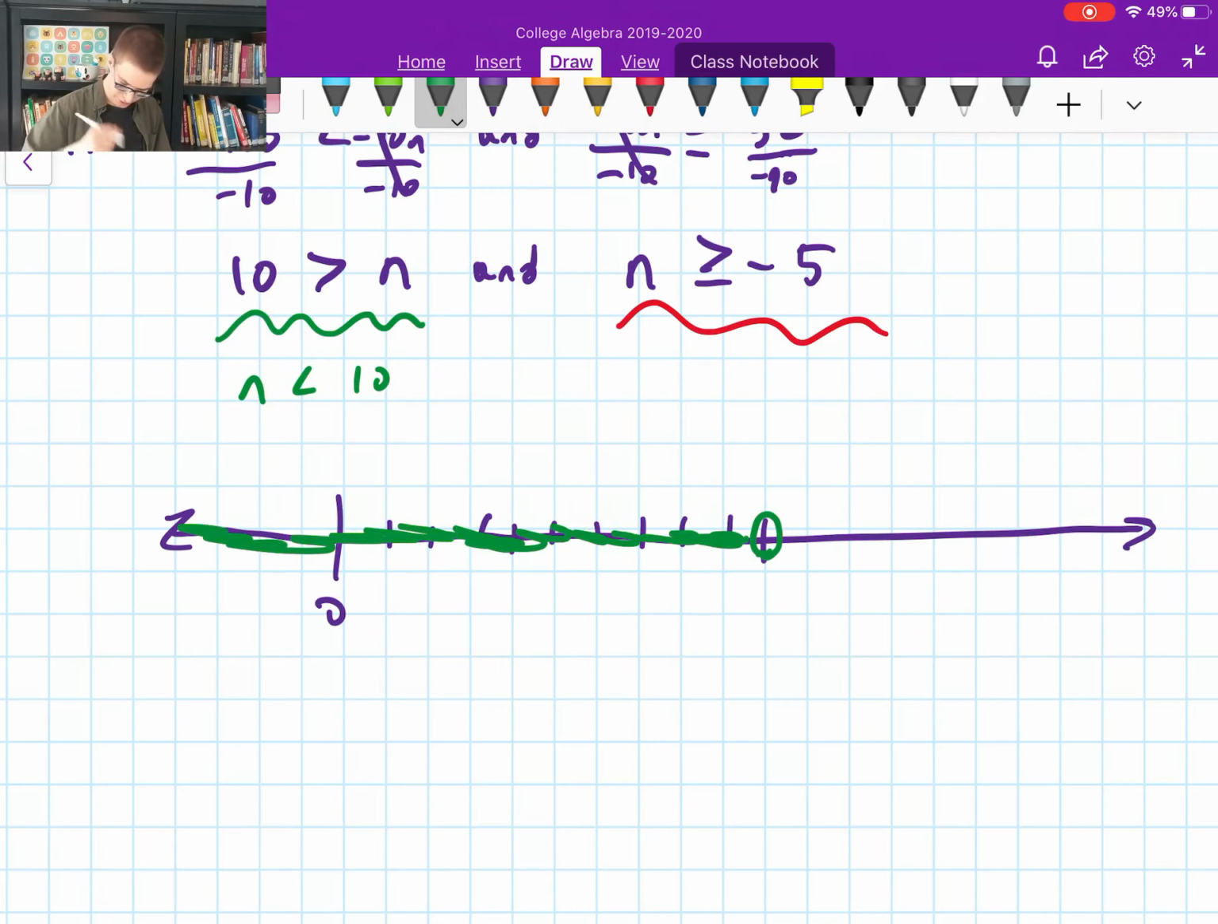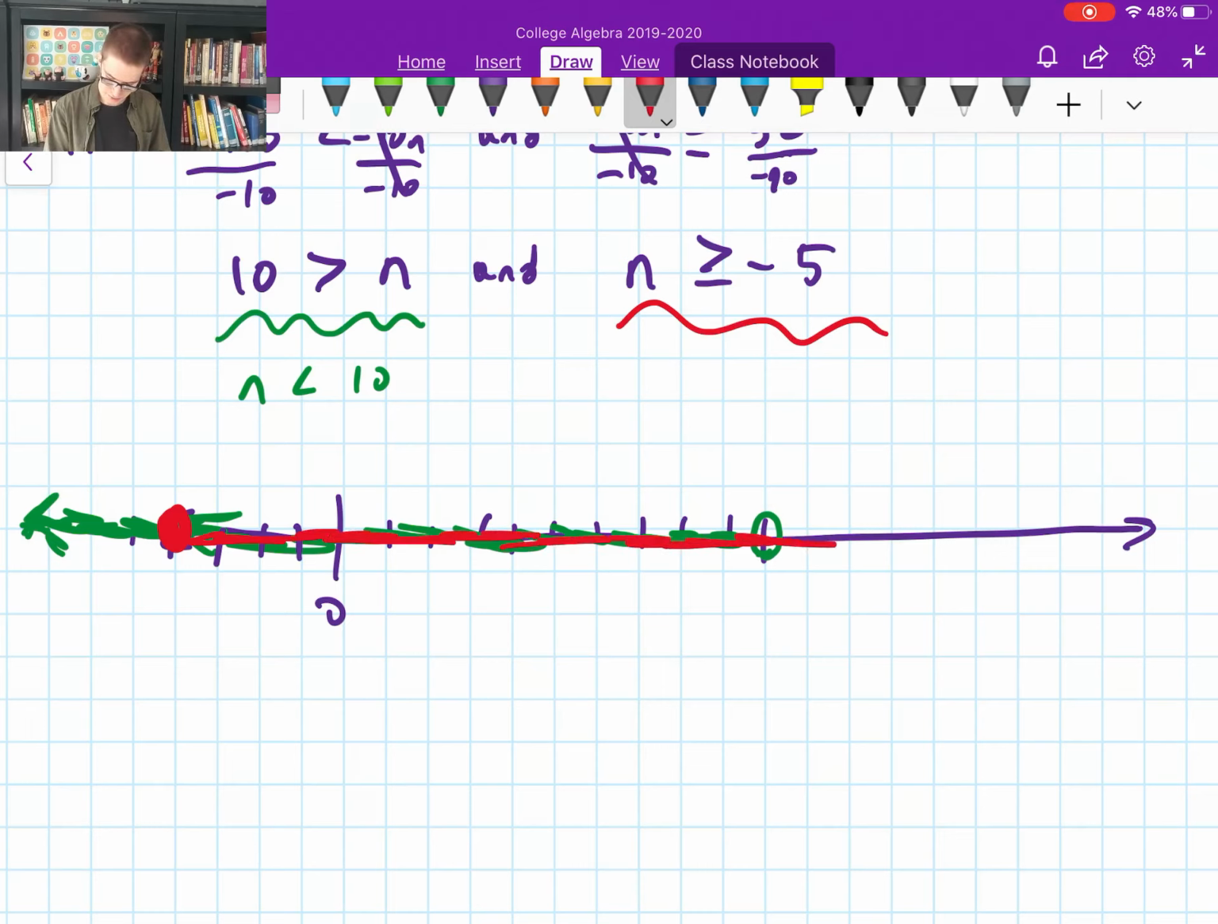Great. Okay, and then we have n is greater than or equal to negative 5. Oh my, I messed it up. I thought I was going to make this work. 2, 3, 4, 5. Let's extend this green line so we're kind of clear. And this is a red line, so we'll start at negative 5. But it's greater than or equal to, so I'll fill in this circle. Now it looks like Christmas. We're going to say n is greater than or equal to negative 5. So that means n is larger than or equal to negative 5. So it's all the numbers bigger than, which means you go to the right. Go to the right.